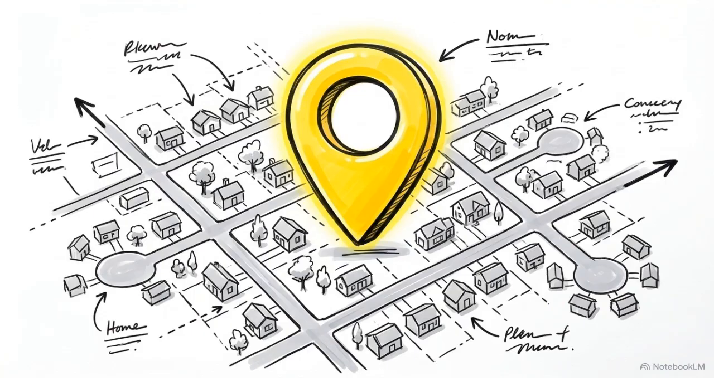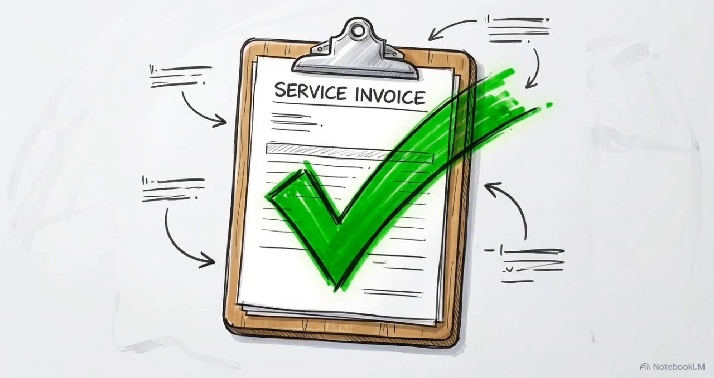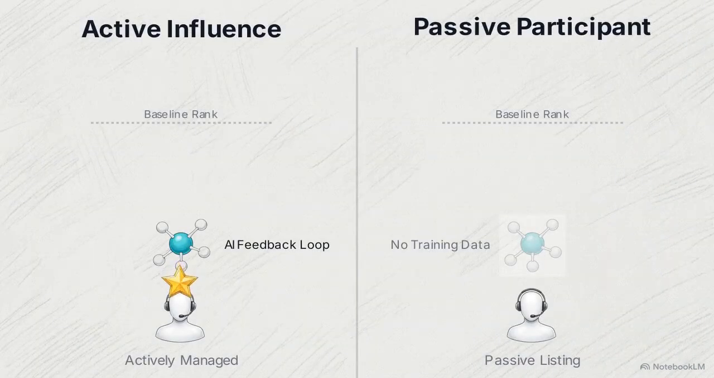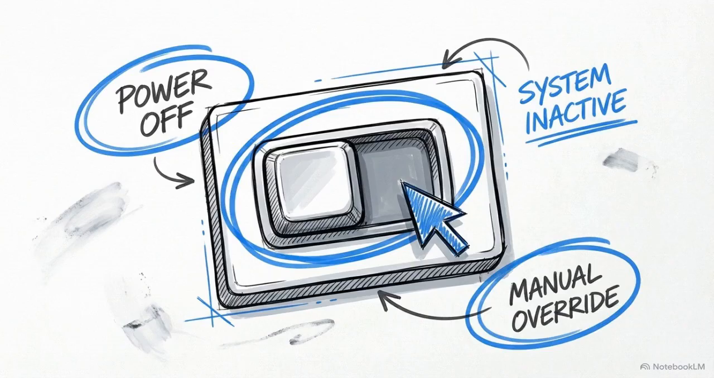The ideal candidates are in the home service industry. Plumbers, roofers, fence contractors are perfectly positioned to execute this. Passing this qualification check determines whether your business can actively influence its rank or remain a passive participant in the ad auction. Step 1 is straightforward.